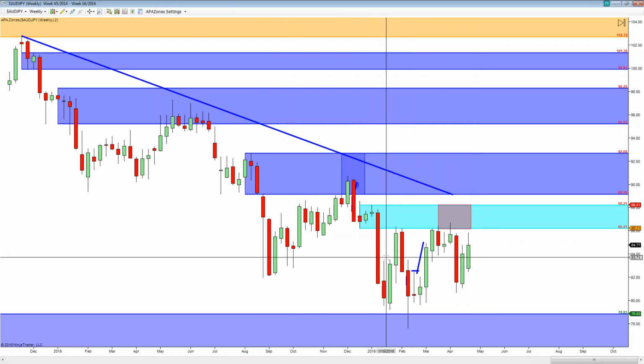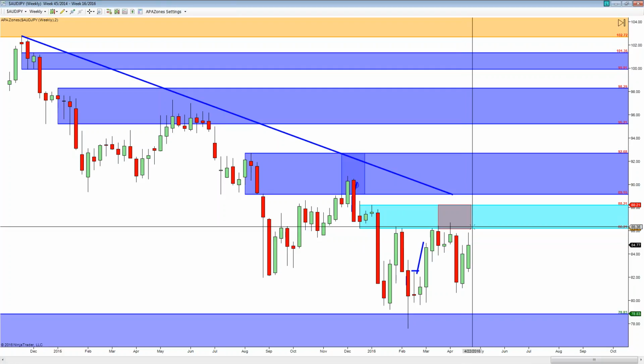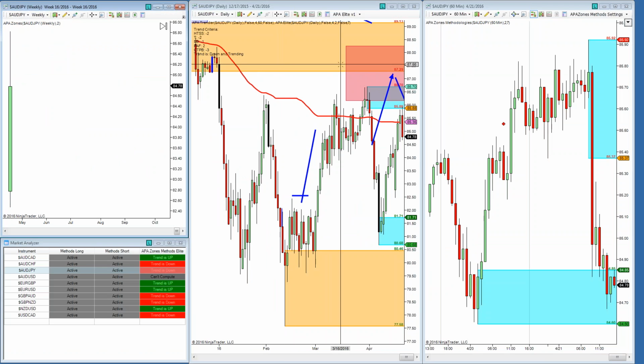The overall trend on this Aussie yen market is currently in a big broad range, and we're pretty much at the top of the range again. We're not quite in the weekly zone yet, but we're about to get there. Let's take a look on the daily and see what's going on with it.